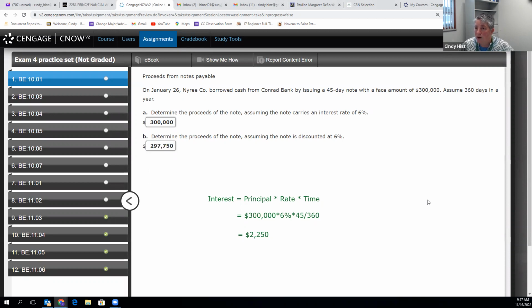So if you were a borrower, you would rather not have the note discounted, because again, you pay the same interest, but it's on a lower amount of money in Part B than in Part A. So same interest on a higher amount of money means that the effective interest rate on the discounted note is actually a little bit higher than on the regular note, the non-discounted note.